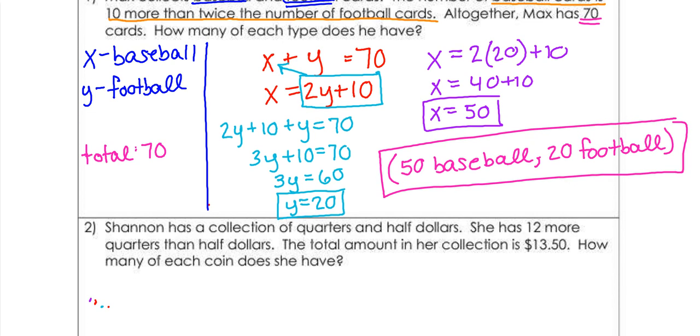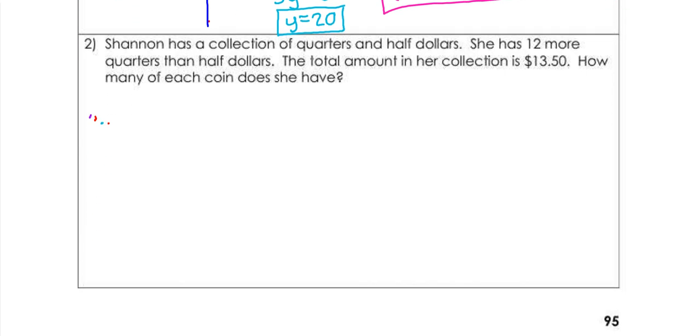Okay. So now we're just going to kind of mentally check to make sure that works. So I'm going to plug in 50 for X, 20 for Y. So 50 plus 20 is 70, just like our first equation says. And then our second equation, we're going to plug in that 20 for Y. So I have 2 times 20 is 40, plus 10 is 50. So they both check out. We're good to go. Now moving down to number 2.